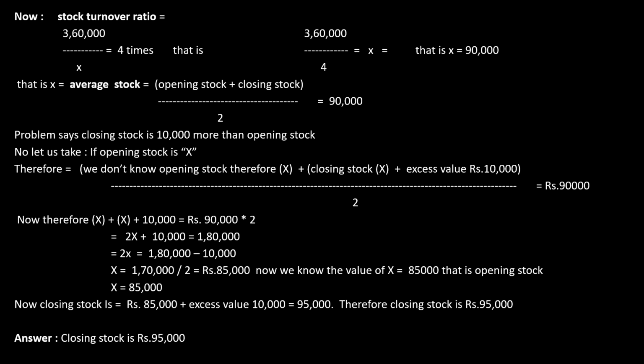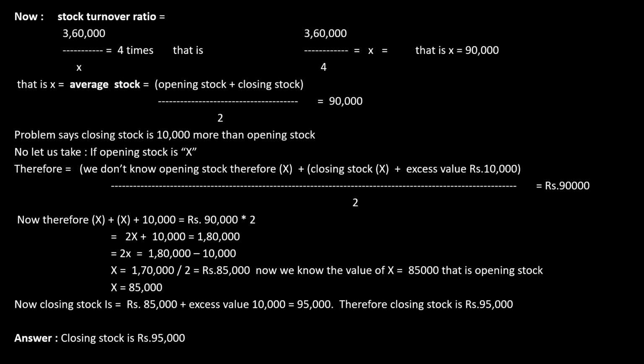Okay, the whole divided by 2 is equal to 90,000. Now there are two X's there. X plus X plus 10,000 is equal to 90,000 into 2. The denominator 2 will go to the other side. Therefore, 2X plus 10,000 is equal to 90 into 2, 1,80,000. Now 2X is equal to 1,80,000 minus 10,000, the 10,000 going to the other side will be minus. So 1,80,000 minus 10,000 will give me 1,70,000. Sorry, not 1,60,000, it is 1,70,000.